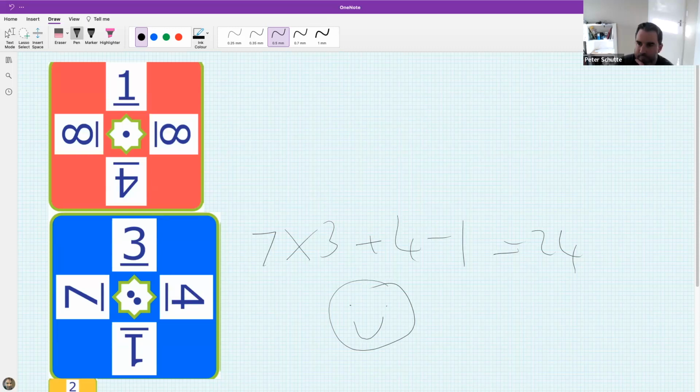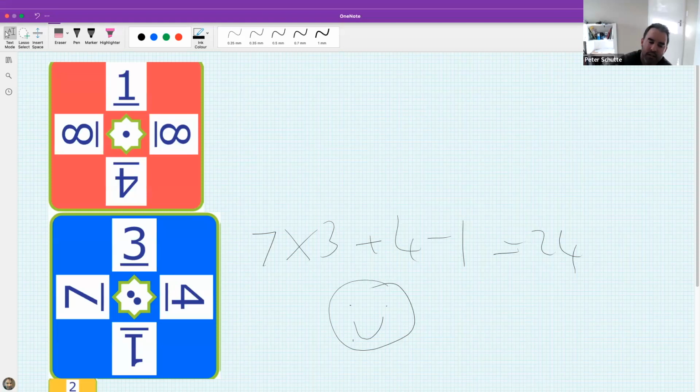What about the red one? Can you do the red one? I think, how would I do the red one? Ooh, it's a bit sneaky. 8 times 1 is 8. 8 times 4 is 32 minus 8. That's clever, Malcolm.